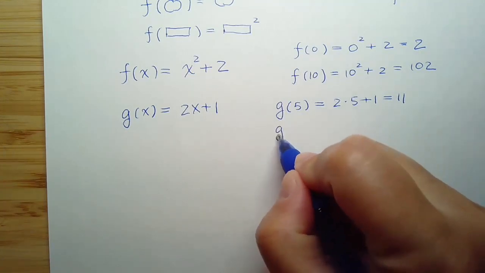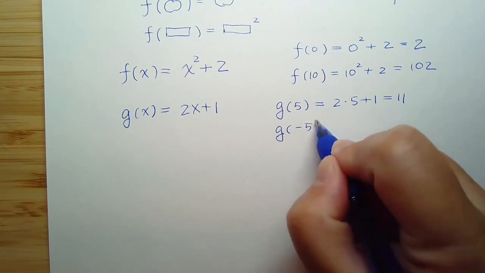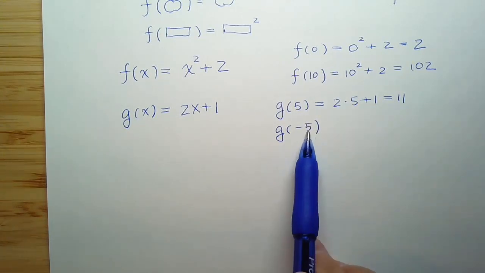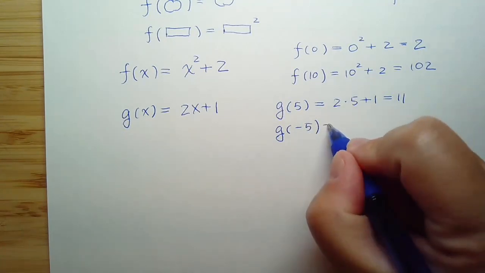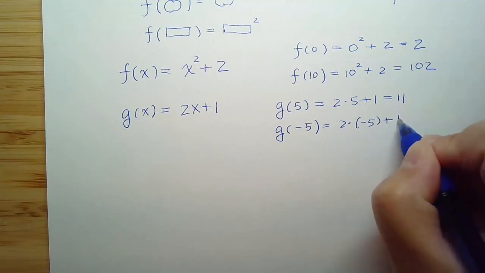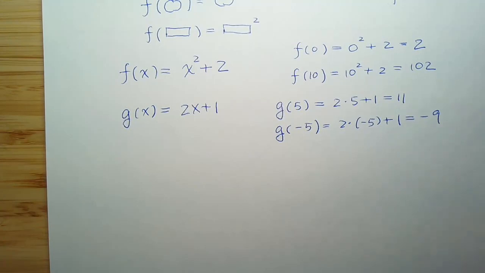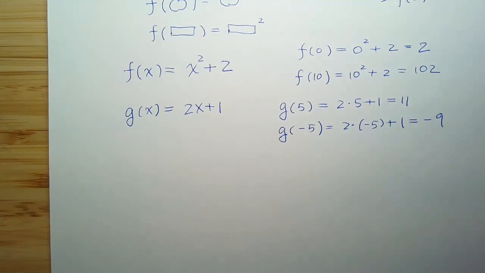What about g of negative 5? G of negative 5, you double it, plus 1. So that would be 2 times negative 5 plus 1. That's negative 10 plus 1, you get a negative 9. Okay, so you get the idea about how a function works.